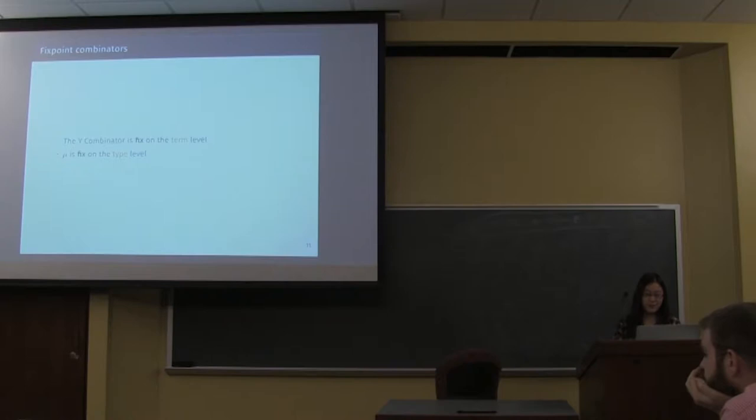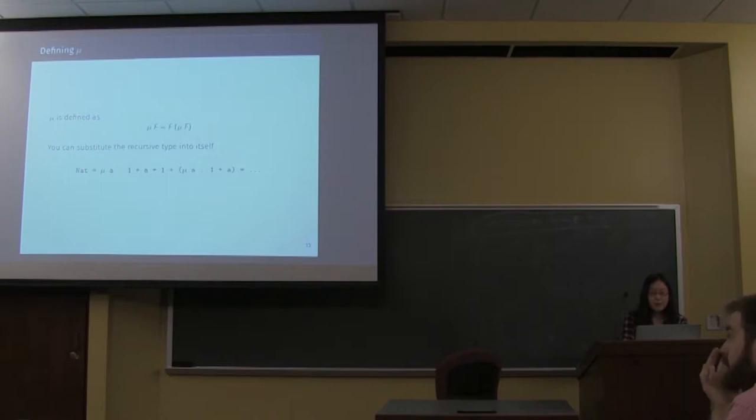To illustrate a bit of how it works, let's look at a recursive type in its most generic form, mu of a dot f of a. By the definition of a fixed point combinator, which we are saying mu is, we know that mu of f is equal to x, where x is a fixed point. By the definition of fixed points, x is equal to f of x. So now we can substitute f of x for x and get this definition, mu of f is equal to f of mu of f. So now that we've defined mu as this equation, what we can think of it intuitively as meaning is that you can substitute the recursive type into itself.